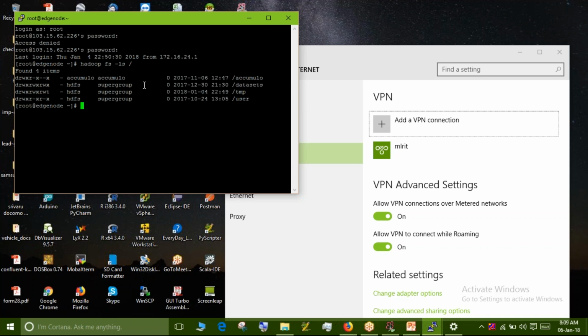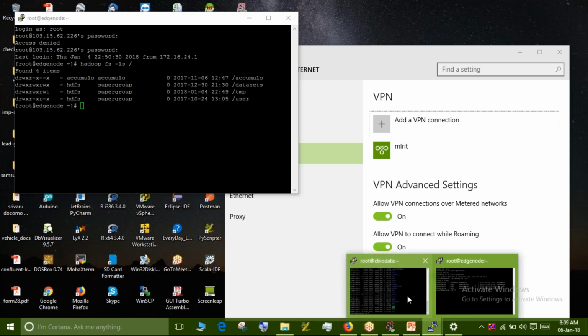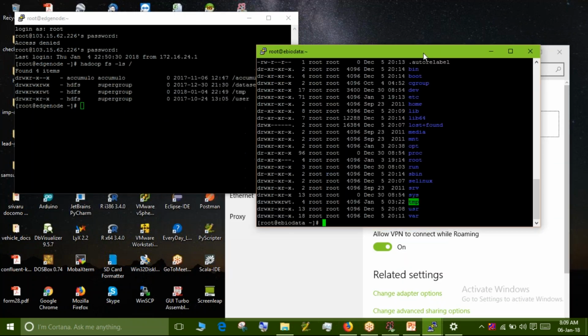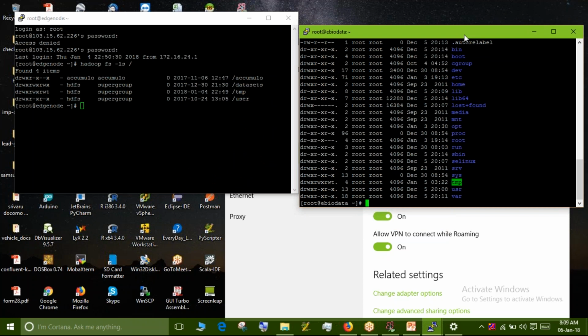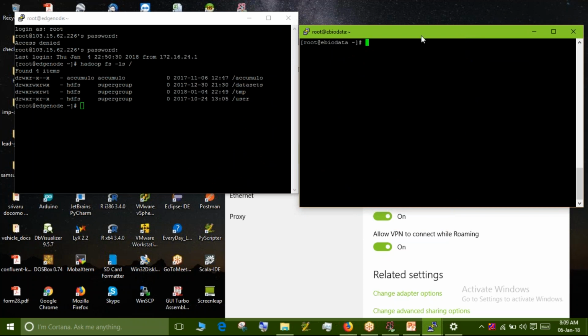What is that I got? Please compare these two things very closely. This is my normal, whatever I'm showing you on this side, root at eBiodata, root at edge node, two separate terminals. Root at eBiodata is my, what is that OS name?